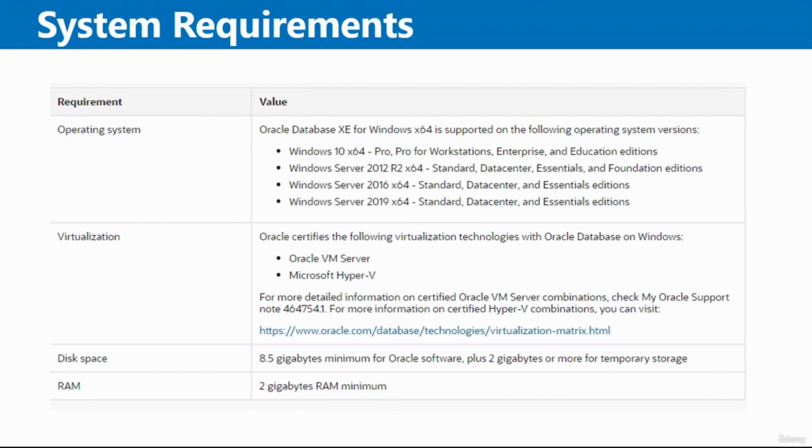You can also use virtualization. Oracle certifies the following virtualization technologies with Oracle database on Windows. So you can use Oracle VM Server or Microsoft Hyper-V. For disk space, you need 8.5 gigabyte minimum for Oracle software plus 2 gigabyte or more for temporary storage. For RAM, you need at least 2 gigabyte of RAM at minimum.